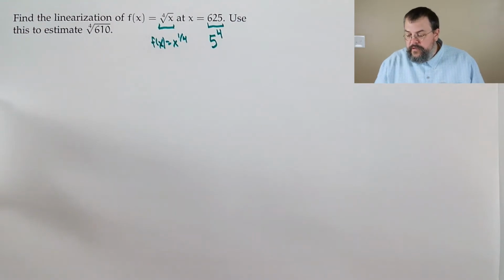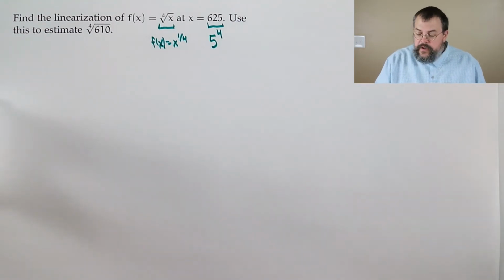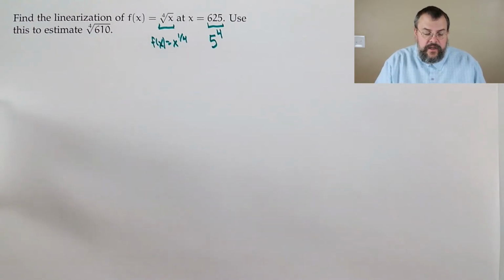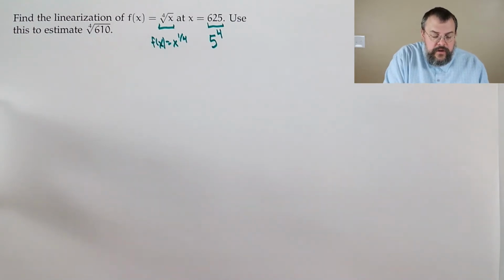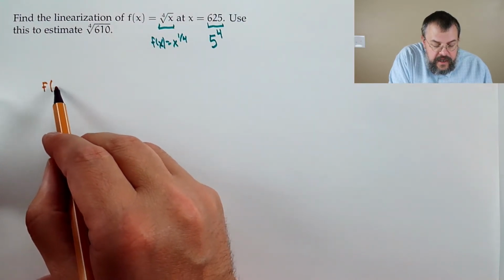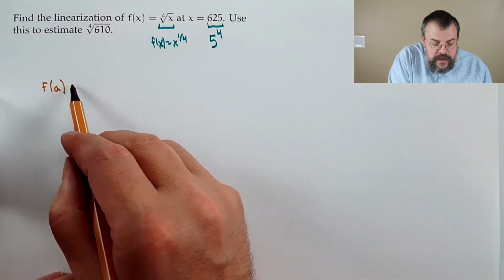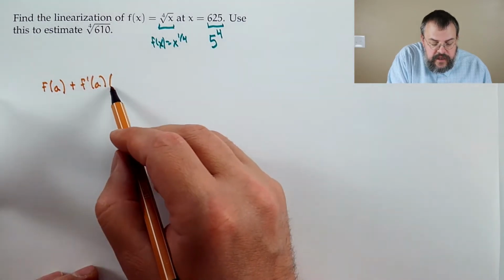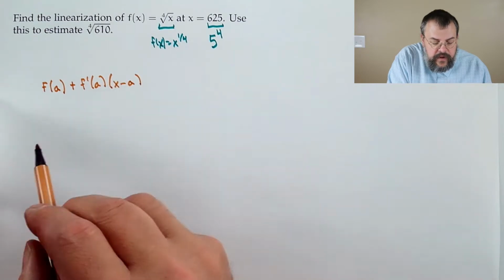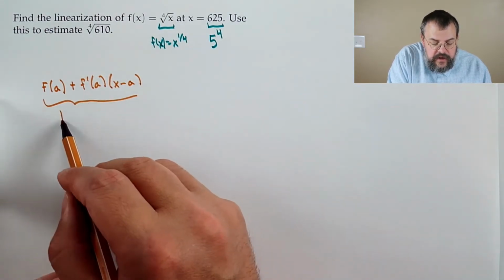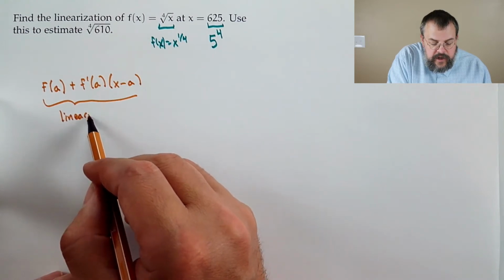So let's proceed. So we're after the linearization. Again, linearization is just a fancy way of saying tangent line. So here is what the linearization will be. It'll be the value of the function at the point we're interested in plus the derivative of the function at the point we're interested in times x minus a. So we'll call this the linearization. So in other words, the tangent line.